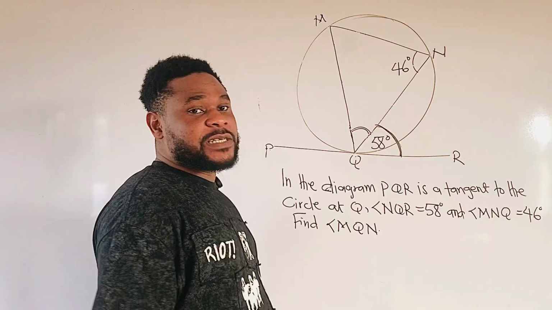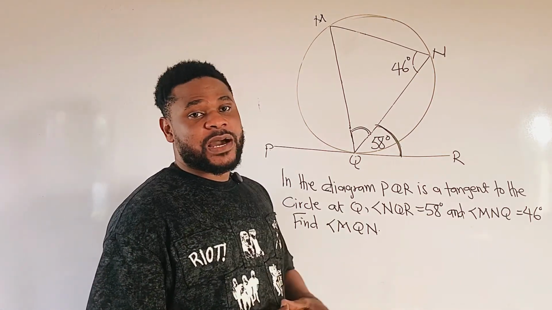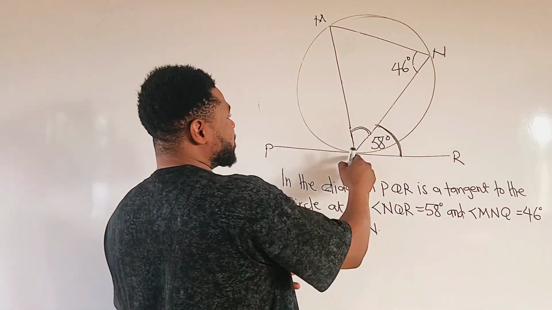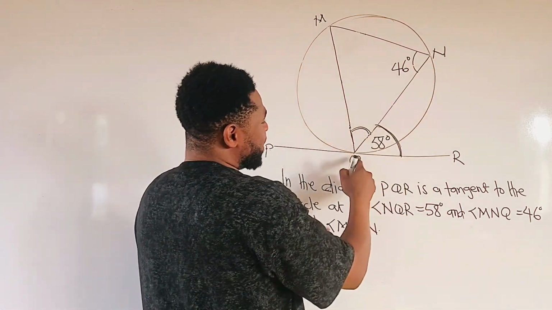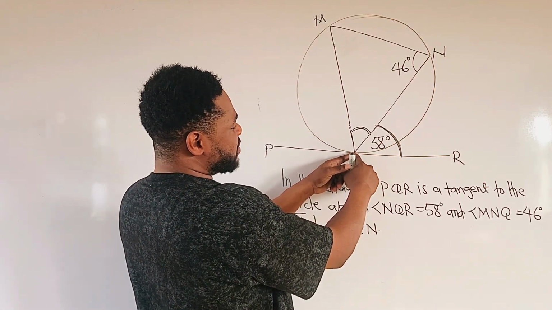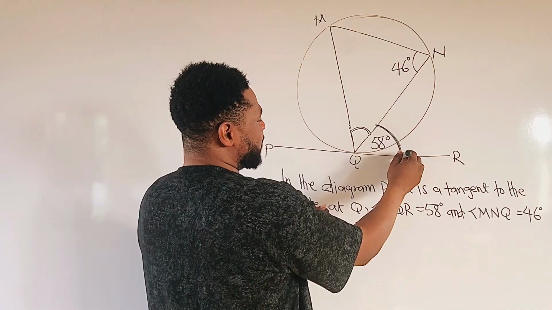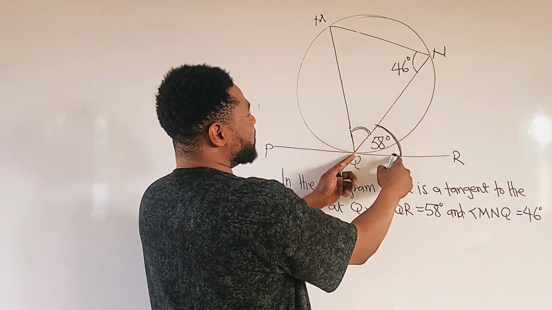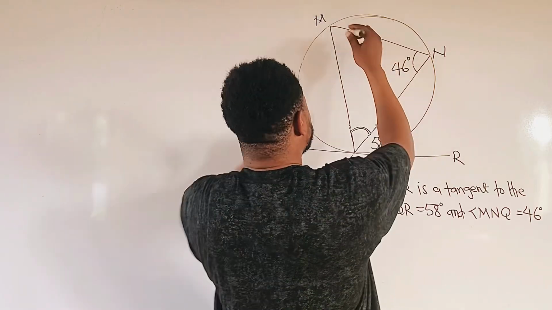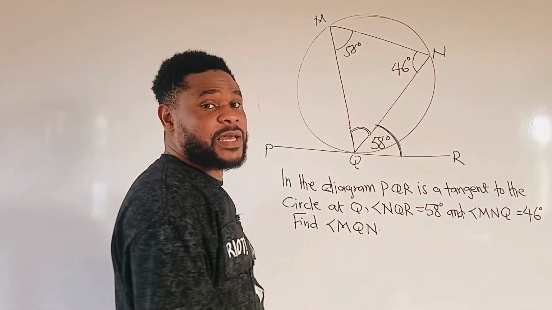There is a property that the angle between a chord and a tangent is equal to the angle the chord creates at the circumference. Since QN is a chord and this chord meets the circle at Q, which is tangent here, an angle of 58 is formed. So this angle, which is 58, is equal to the angle the chord creates at the circumference here. So the angle here is also going to be 58 degrees.